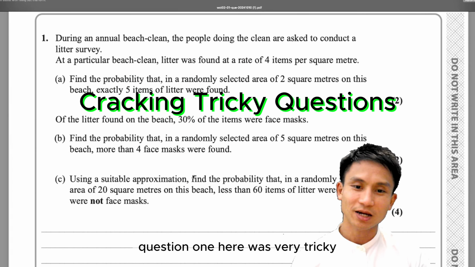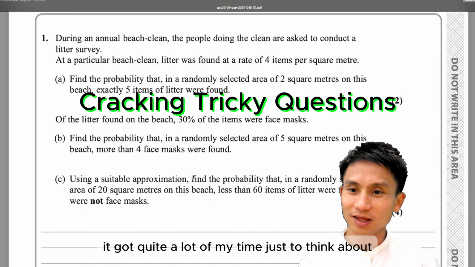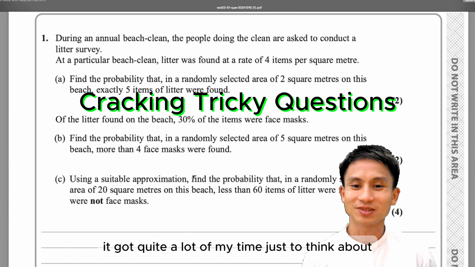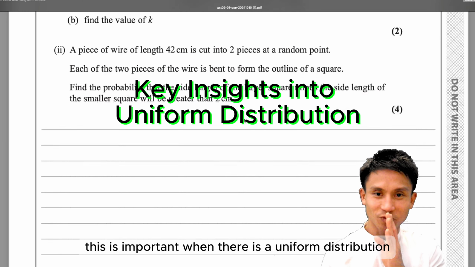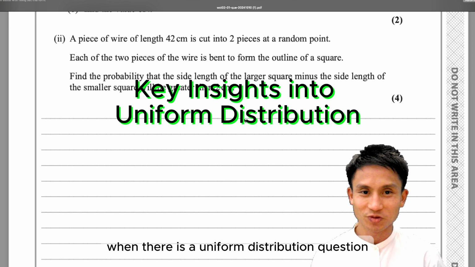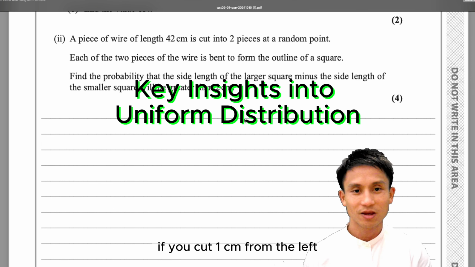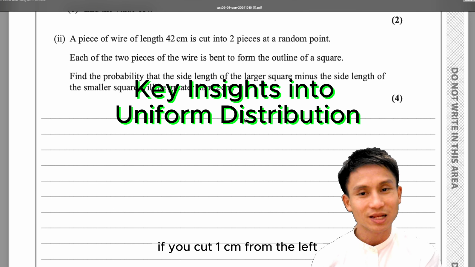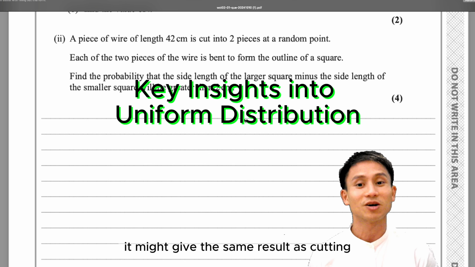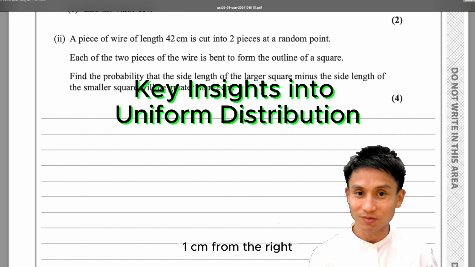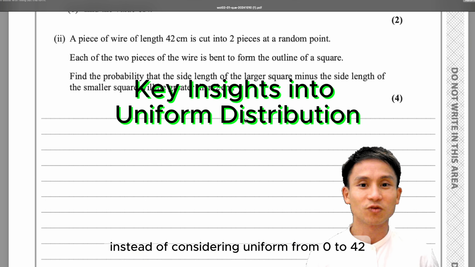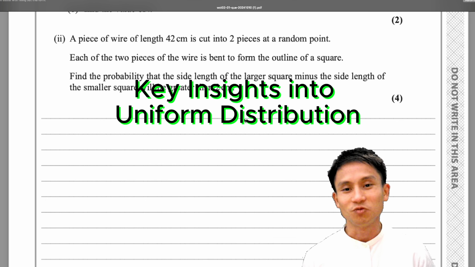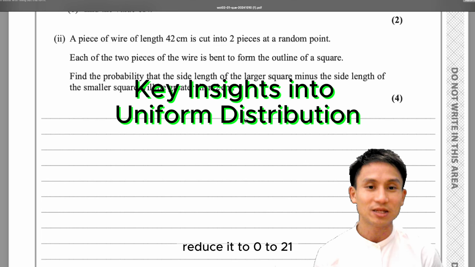Question 1 here was very tricky. It got quite a lot of my time just to think about the 30% here, guys. This is important. When there is a uniform distribution question that is cutting something, if you cut 1 centimeter from the left, it might give the same result as cutting 1 centimeter from the right. So that is why instead of considering uniform from 0 to 42, reduce it to 0 to 21.